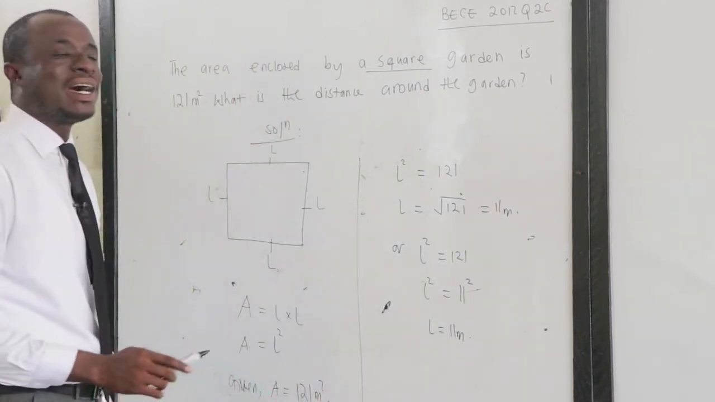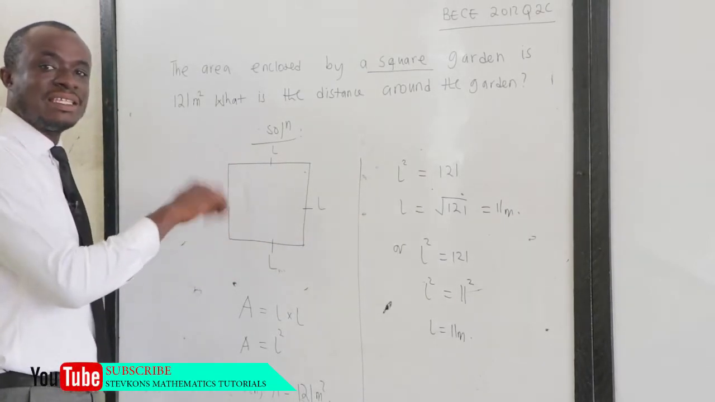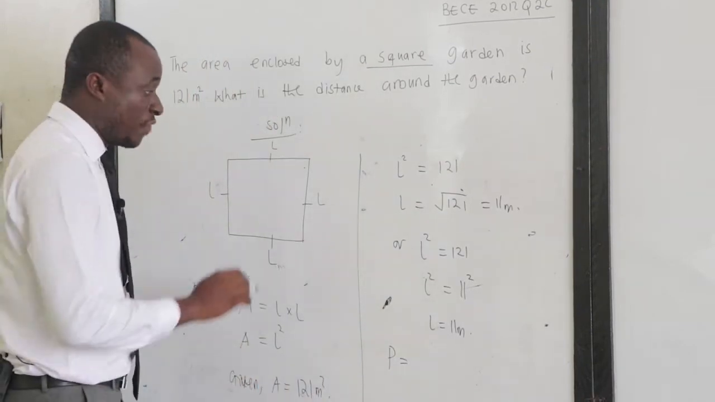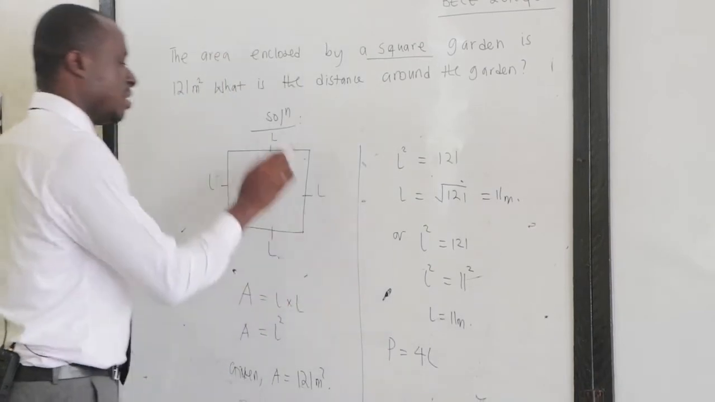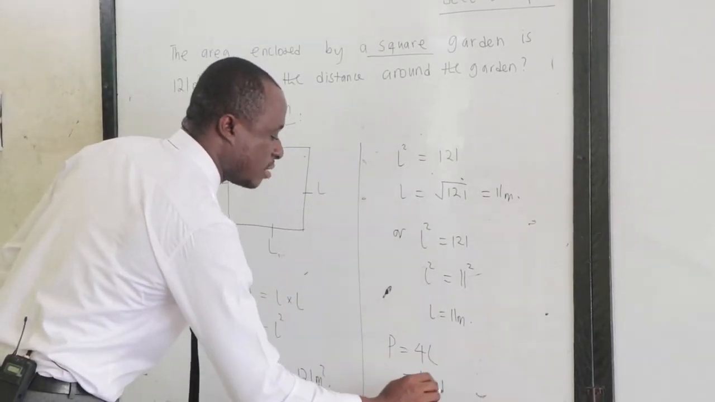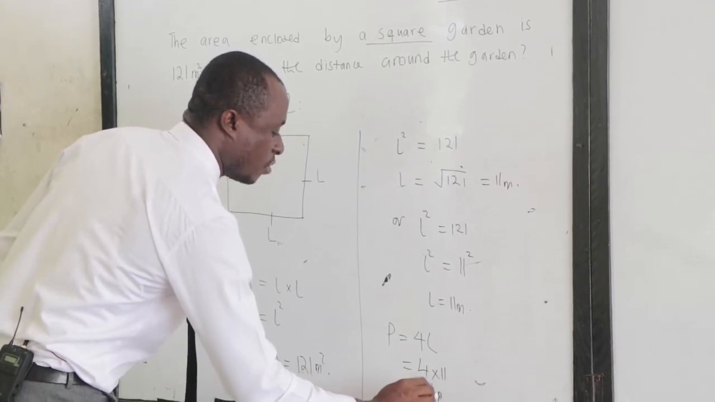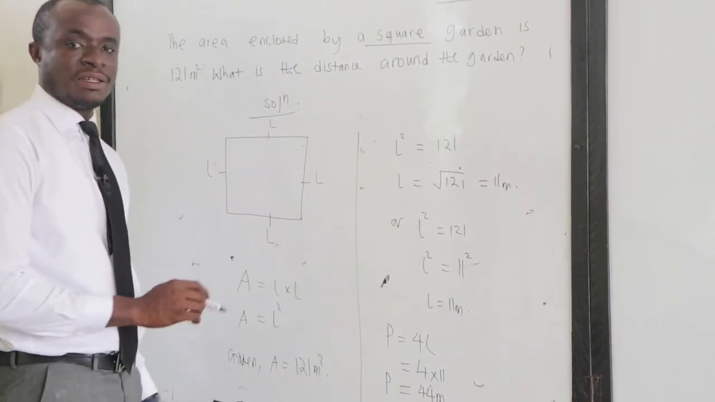Now we want to find the distance around the garden. The distance around the garden is the perimeter. And we know that the perimeter of a square is 4L, that is adding all the sides. So clearly, 4 times what is our L? 11. And this gives us 44 meters. That's the perimeter of the garden.